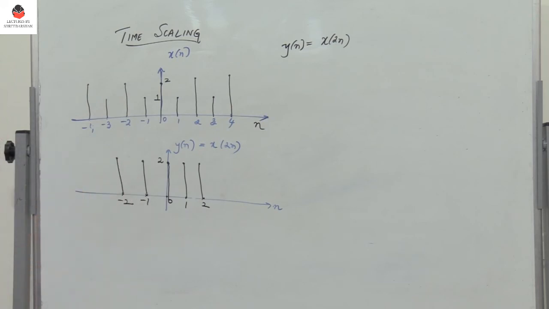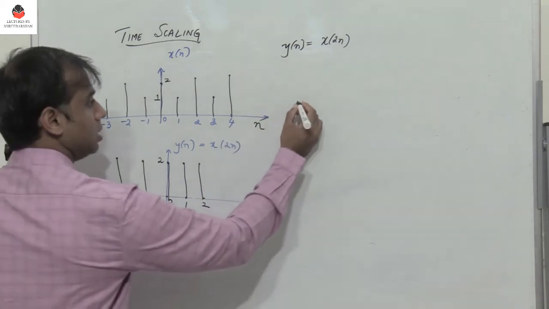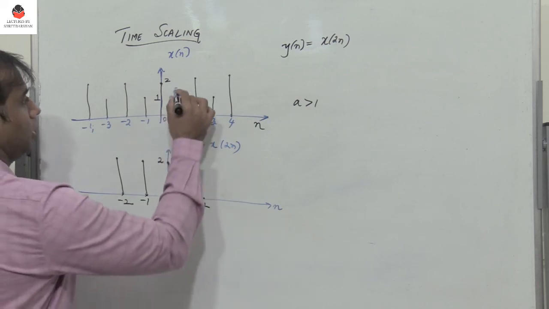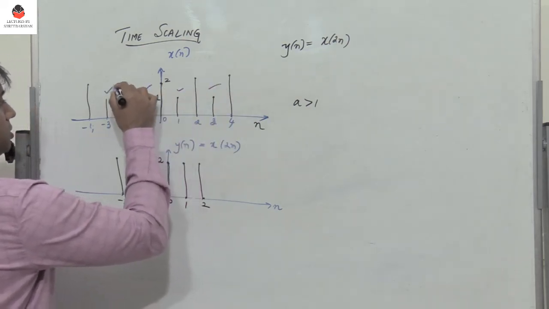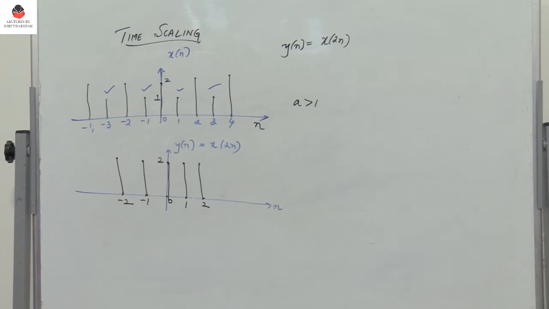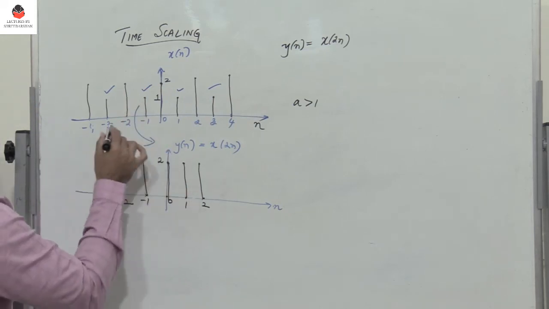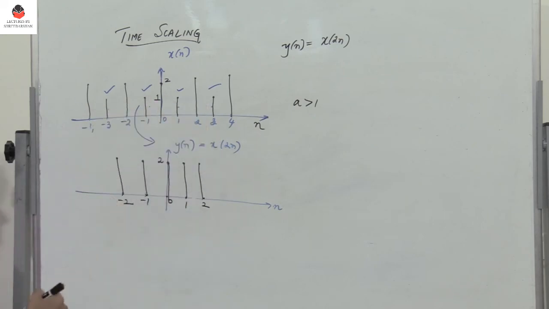So what happens when the value of a is greater than 1? I find that I lose out on the impulses. So all these values, that is x of 1, x of 3, x of minus 1, x of minus 3, are lost. So therefore I get y of n such that I have lost these 4 impulses.